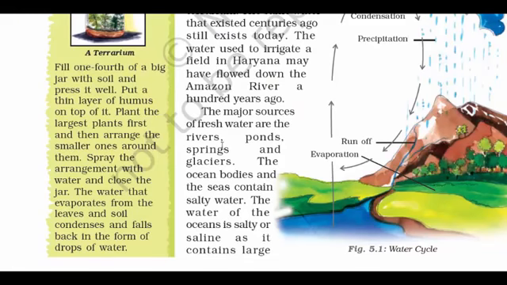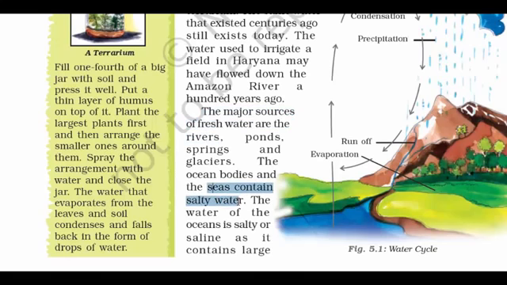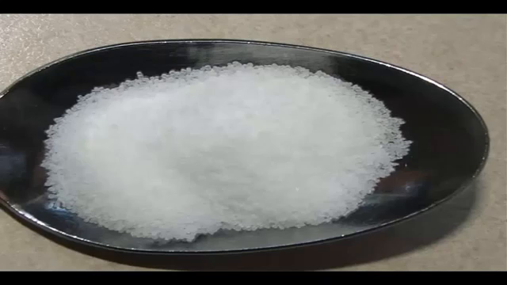From an examination point of view, it is important to remember that the major sources of fresh water are rivers, ponds, springs, and glaciers. The ocean bodies and the seas contain salty water, and the water of the ocean is salty or saline as it contains a large amount of dissolved salts. Most of the salt is sodium chloride, or the common table salt that you eat.